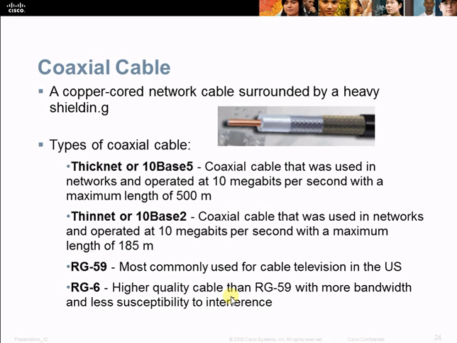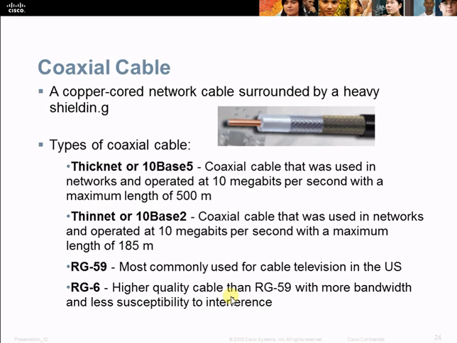It has a longer maximum length. For the 10Base5, it's 500 meters. Remember that small m is a meter. And then the 10Base2 is 185 meters. So RG59 is most commonly used for cable television in the United States, and RG6 is a higher quality cable with more bandwidth and less issues with interference. Remember, things like fluorescent lights and radio waves can cause interference with our cables.